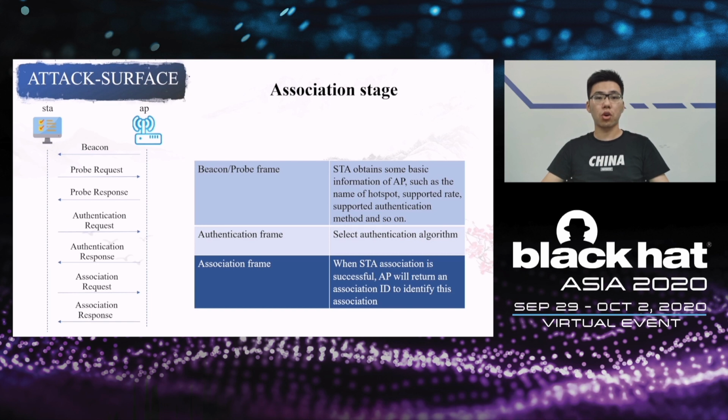First, let's talk about the association stage. The three interactions of a station associating with an access point. This is the most basic and widely used function of Wi-Fi. Access point refers to wireless routers and other devices that generate Wi-Fi hotspots. Station refers to mobile phones or computers and other devices that connect to Wi-Fi.